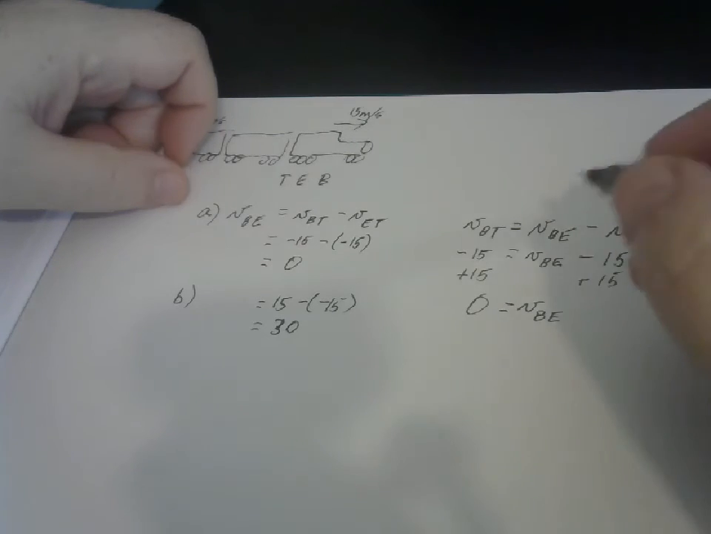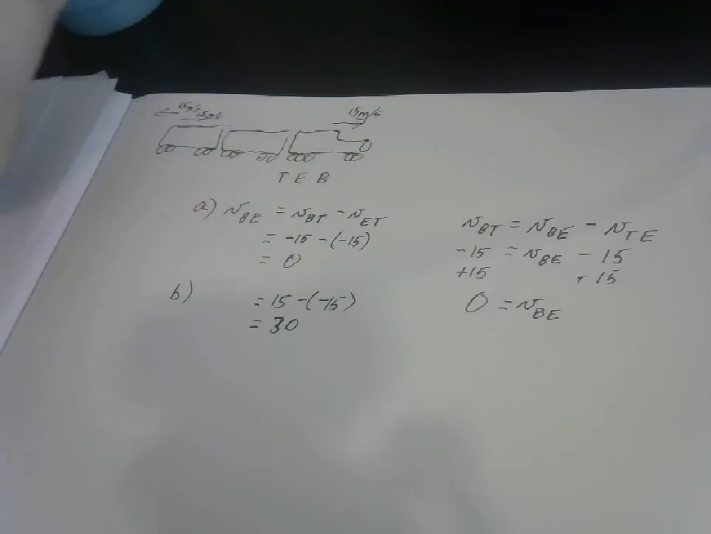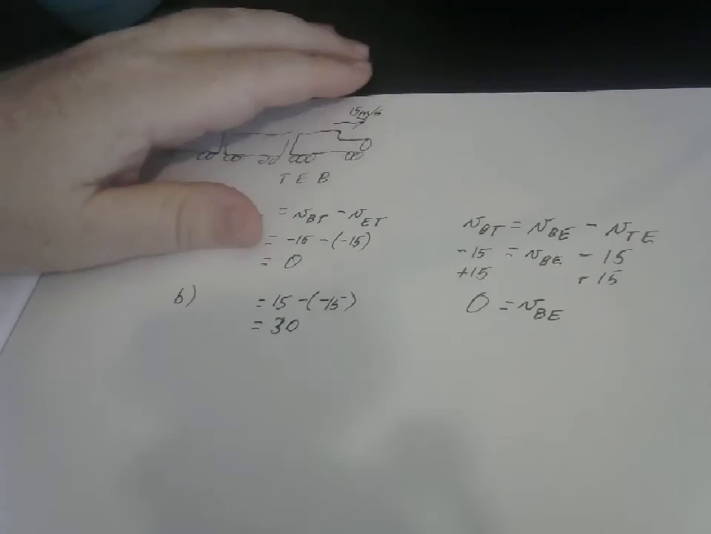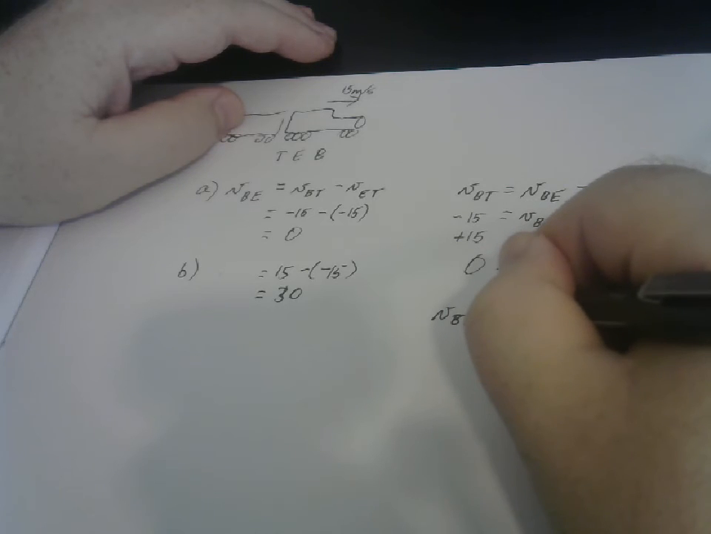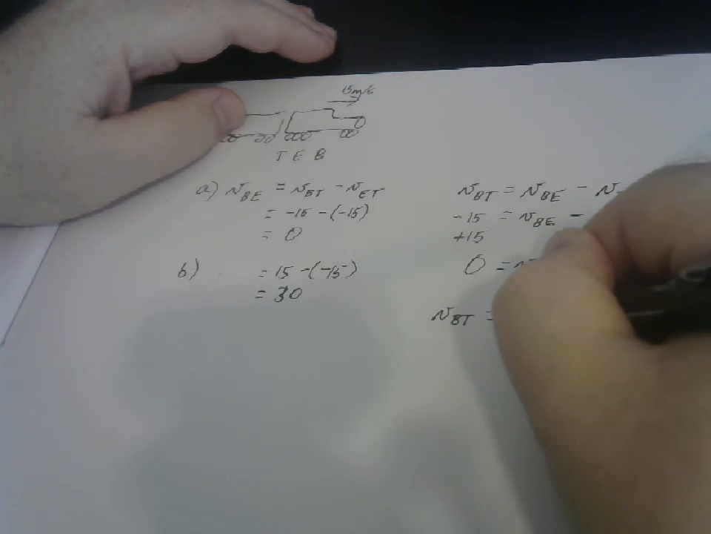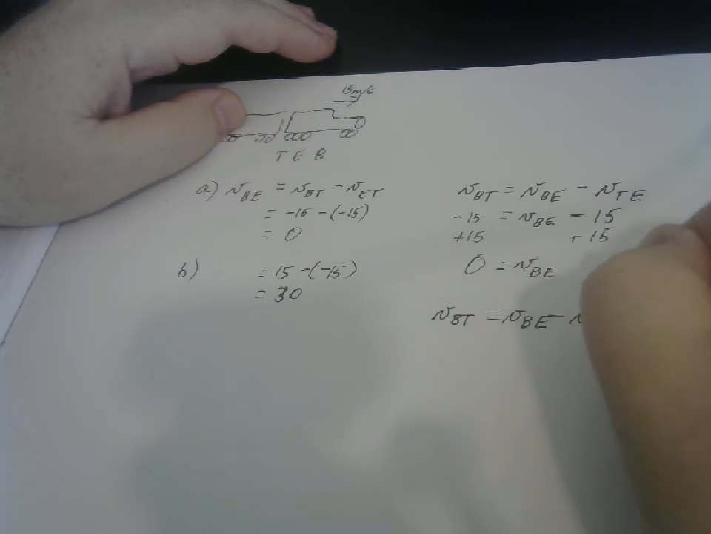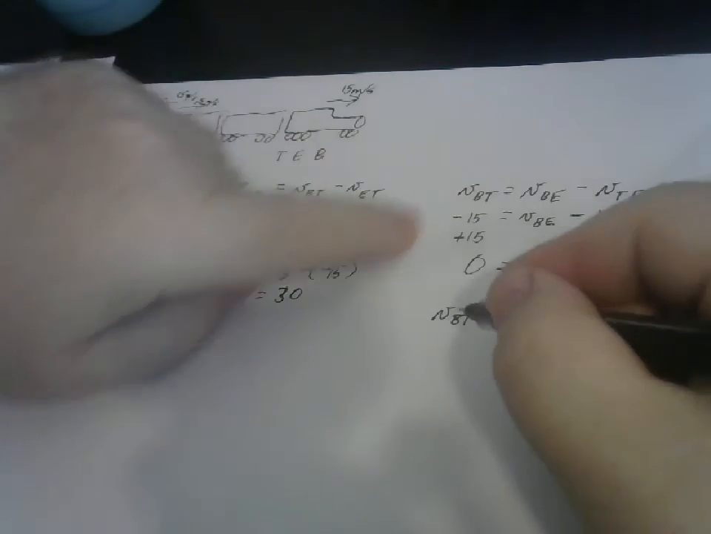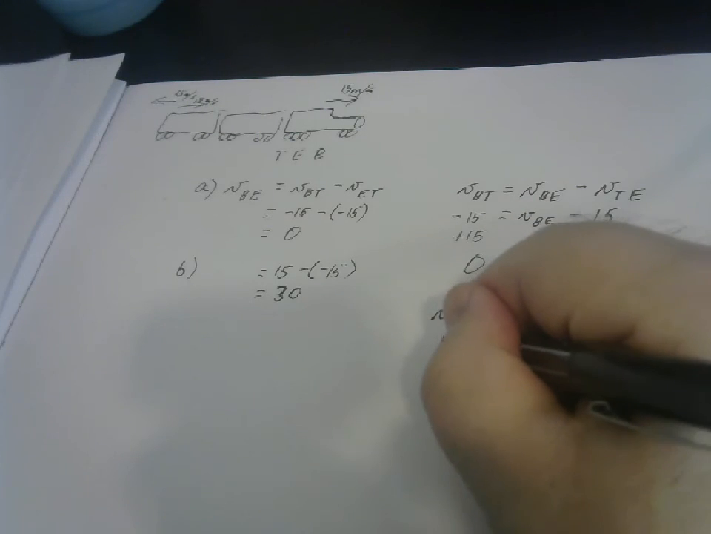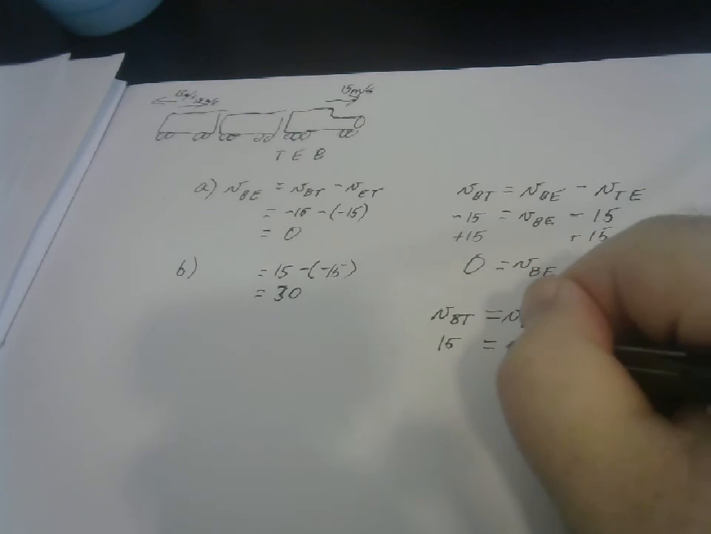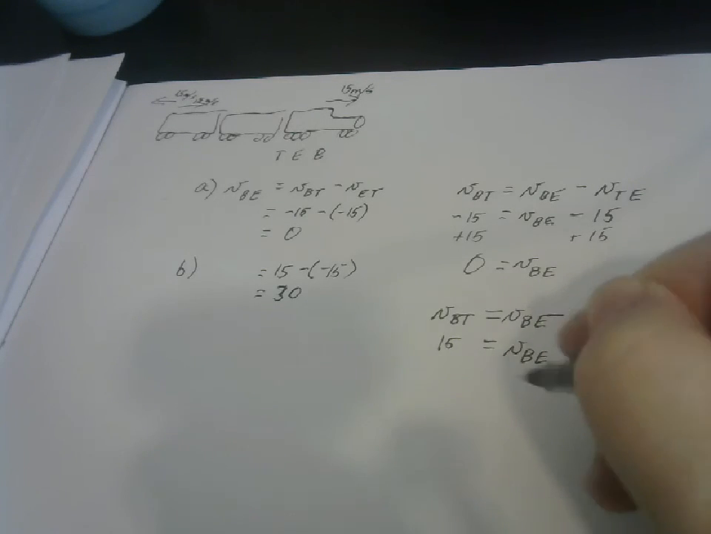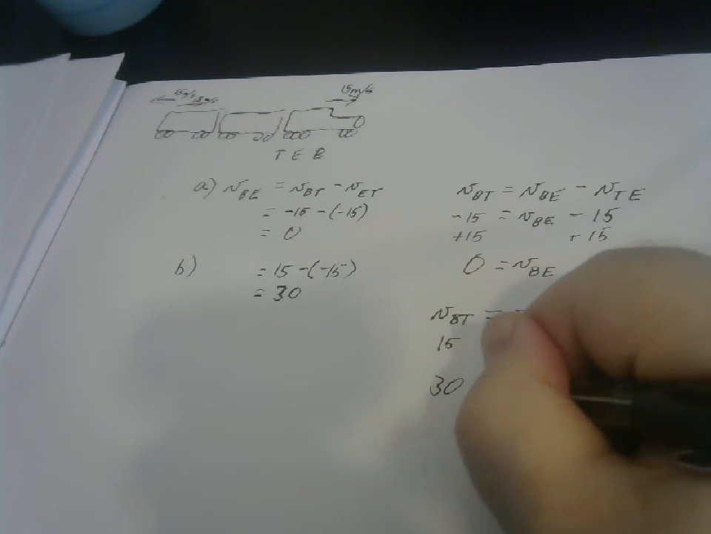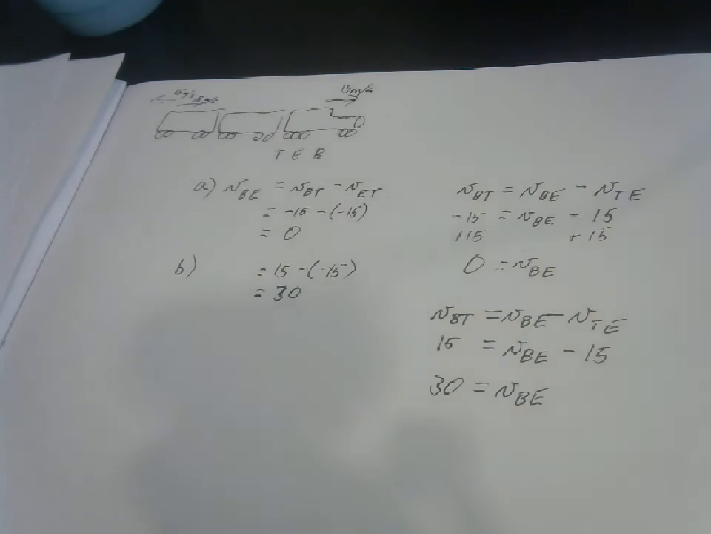So they did it a little bit differently than I did it, but we both ended up with the same answer. I'll go ahead and do part B the same way. The velocity of the ball with respect to the train equals velocity of the ball with the Earth minus VTE. So VBT, ball with train, is 15 equals VBE minus 15. Add 15 to both sides and you get 30 equals VBE. So either way you do it, you get the same answer.